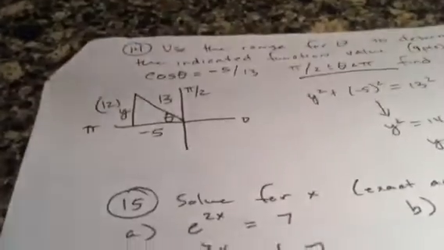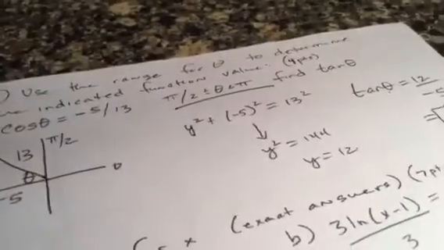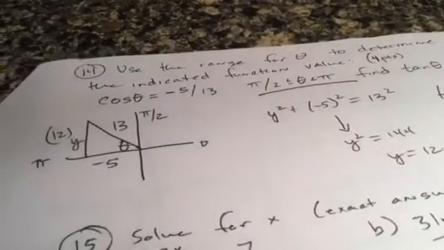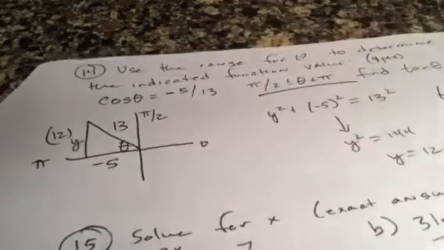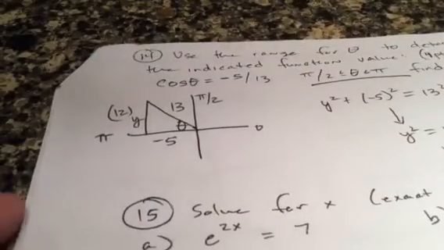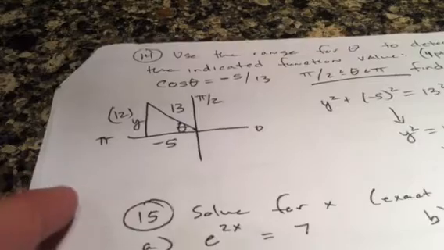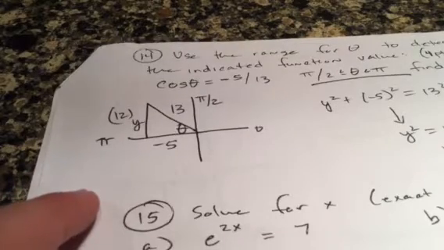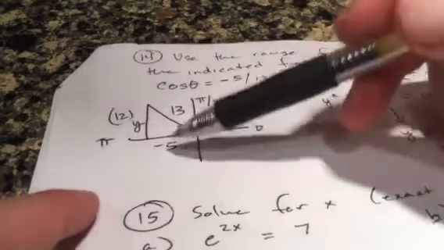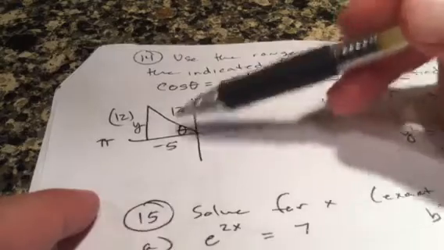All right, 14 here. Use the range for theta. So I'm telling you that theta is in the second quadrant. We need to know that it goes 0, pi over 2, pi, 3 pi over 2, and back to 2 pi, which is 0. If I tell you that cosine is negative 5 over 13, then I'm telling you that the adjacent and the hypotenuse are those two values.